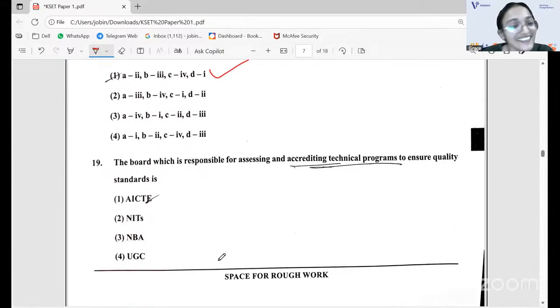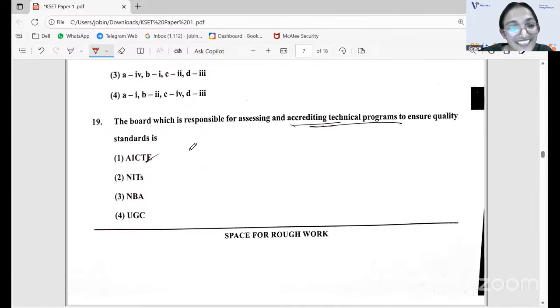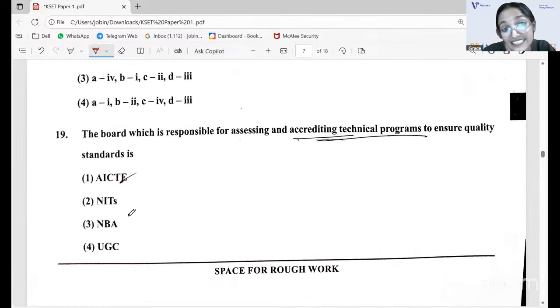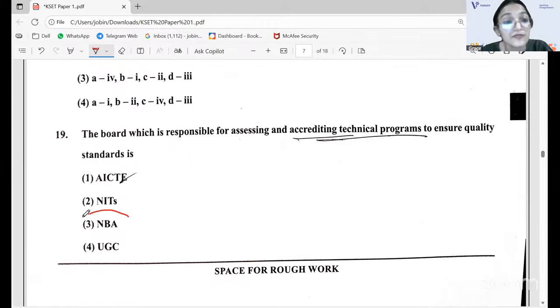Now an interesting question is coming. The board which is responsible for assessing and accrediting technical programs to ensure quality standards. You might confuse it with AICTE and NBA. It is not AICTE, the All India Council for Technical Education, and its duties are different. So the right answer is NBA, the National Board of Accreditation, because if you know the full form, you can easily come to the answer. The body that assesses and accredits technical programs is NBA.